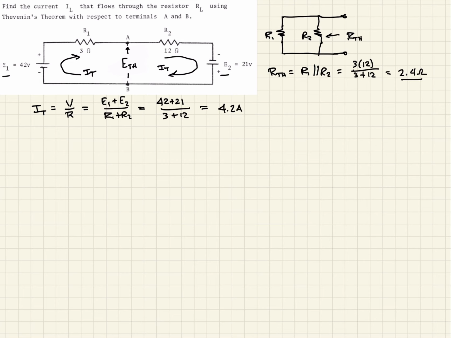So now we should be able to come back and do a voltage loop analysis. And so we're going to do our loop.